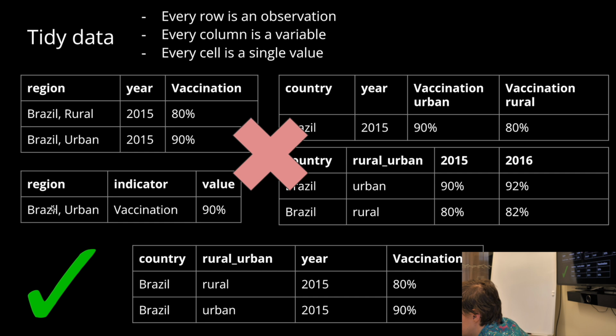Here, down there, Brazil urban is again multiple things in the column. And then the indicator here is vaccination. You could have population in the next one, yeah? So that would mean a column is not a variable any longer, and instead you would try to package multiple variables in the same column. So all of the things here are not tidy, and the one at the bottom is the one that is tidy. So that's the meme.